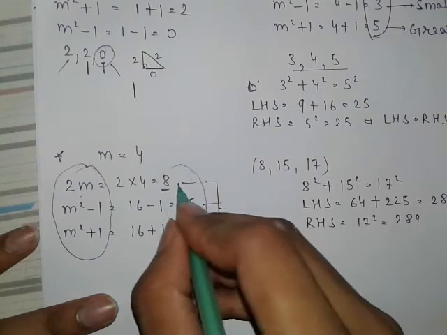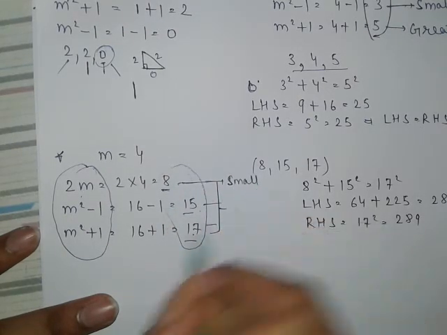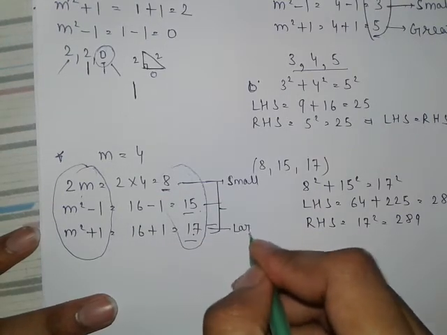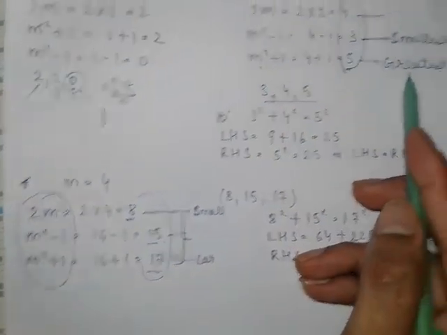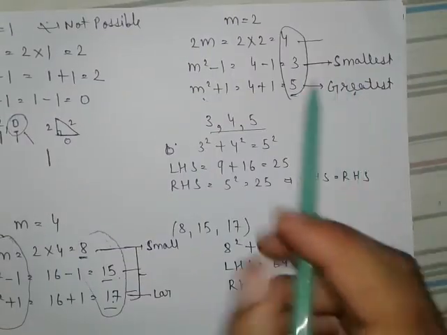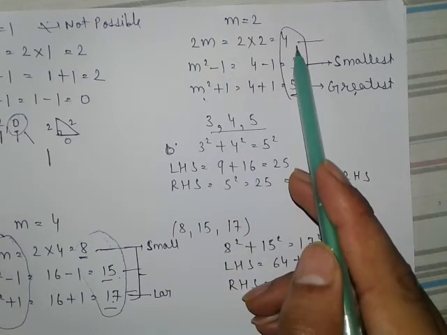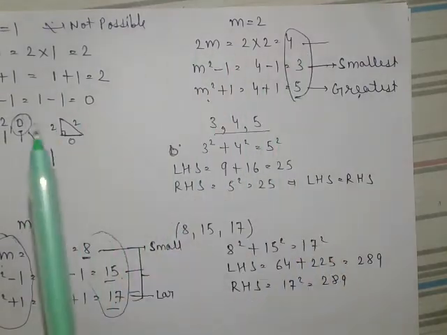In this case, this becomes the smallest value and m square is the largest value. So you see m square plus 1 will always be the largest value, but it will depend on the value of m. 2m should be the smallest, or m square minus 1 will be the smallest. Okay, it depends on the value of m.